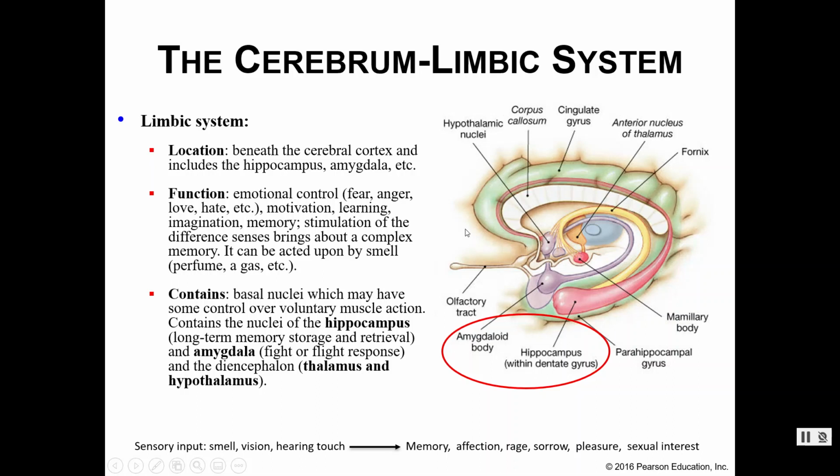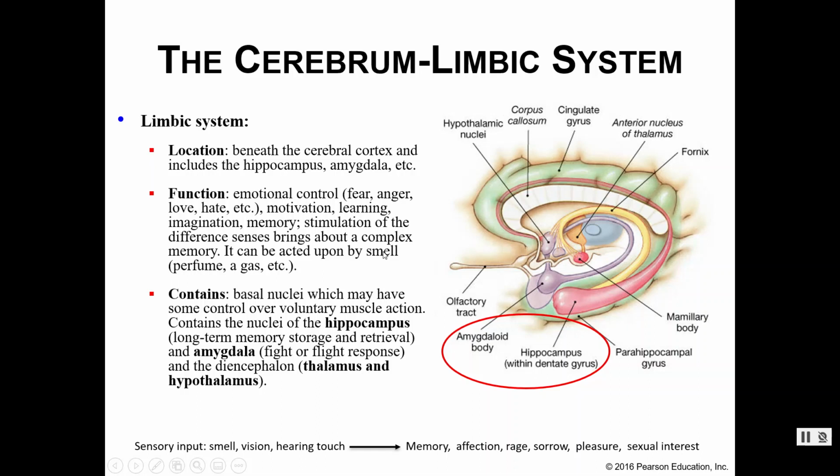Now, what is your good old limbic system for? This is where your emotions come from. Good ones and bad ones. Fear, anger, love, hate. Everything in between. Your motivation, or your lack thereof. Your learning, imagination, memory. The stimulation of your different senses can bring about some of those complex memories that we can create. So I mentioned earlier that perhaps chocolate chip cookies make you think of your grandma. So just smelling chocolate chip cookies could maybe take you back to one particular instance of where your grandma made you chocolate chip cookies, something like that.